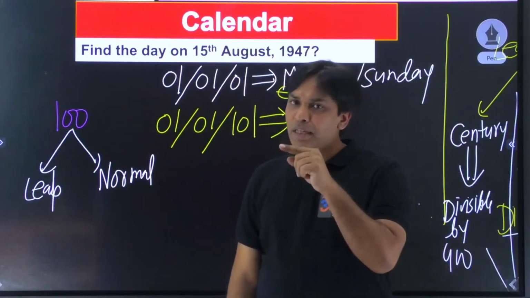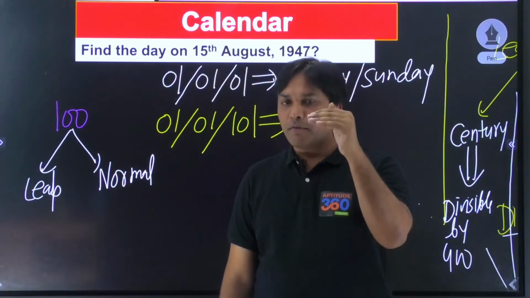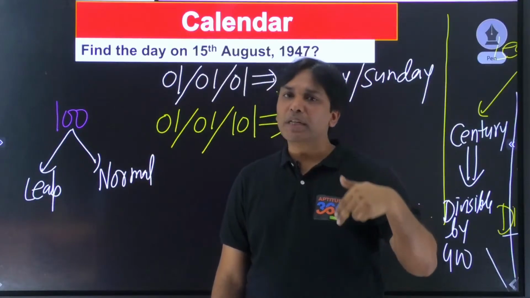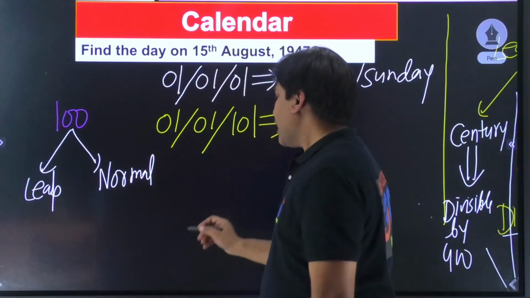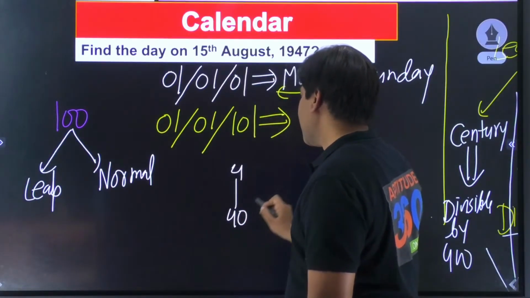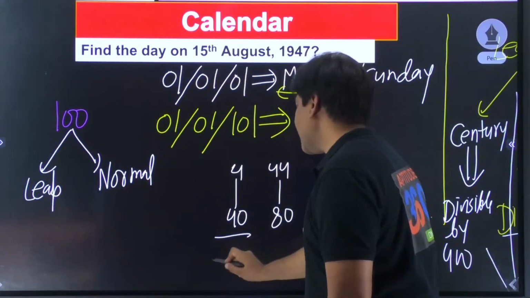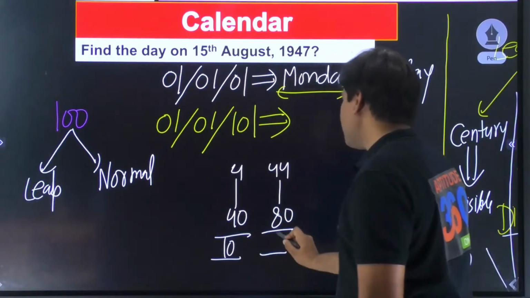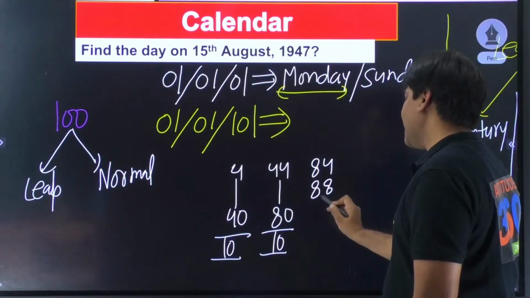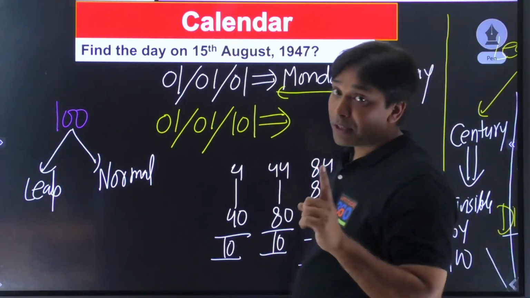What are the leap years? 4, 8, all the numbers that are divisible by 4, isn't it? 4 हो गया, 8 हो गया, 12 हो गया, 16 हो गया, 20 हो गया, 24 हो गया, 28 हो गया, so forth and so on. So 4 के जितने भी मल्टीपल हुए, 4 to 40 and then you have got 44 to 80. So these are the 10 numbers. Why am I writing them? Because 84 and then 88 and then 92 and then 96. 100th is not a leap year. That is what you need to understand.